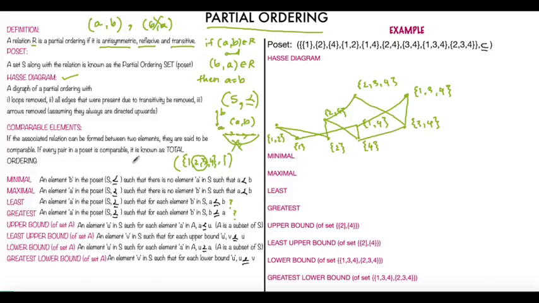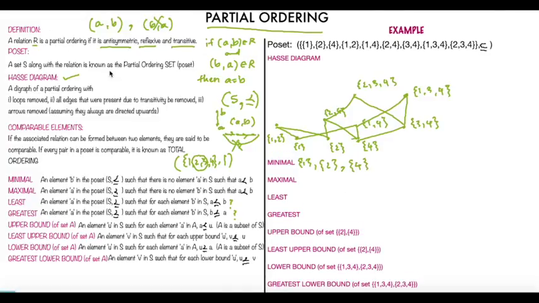Okay, so what is the minimal element? What are the vertices here for which there is no subset? So 1, 2, and 4. So the minimal elements are the set containing 1, the set containing 2, and the set containing 4. Okay, so for maximal elements, we see how many elements there are for which there are no supersets. So this element, and this element. So we have 1 2, 2 3 4, and 1 3 4.